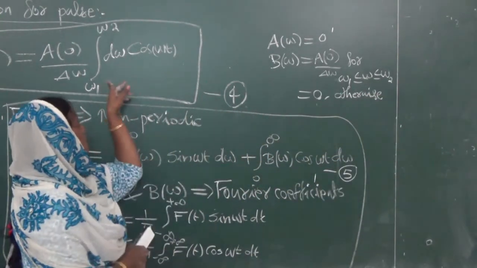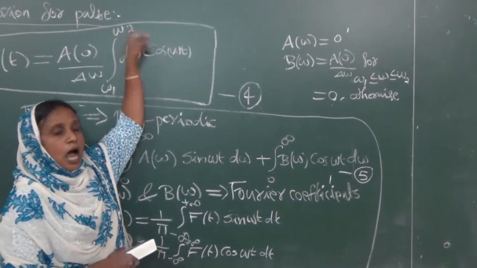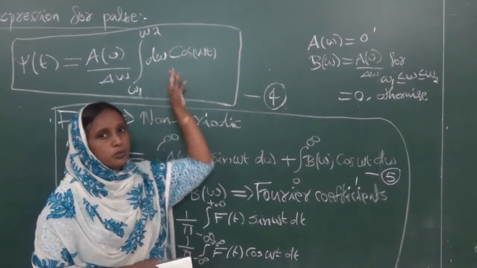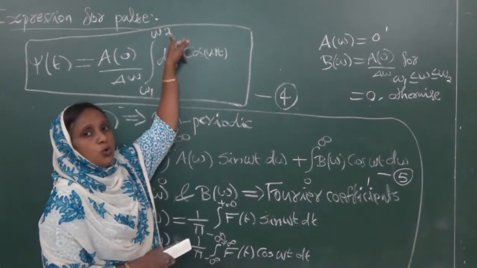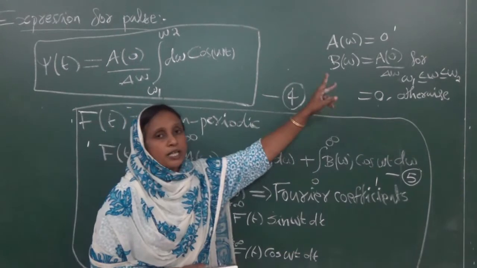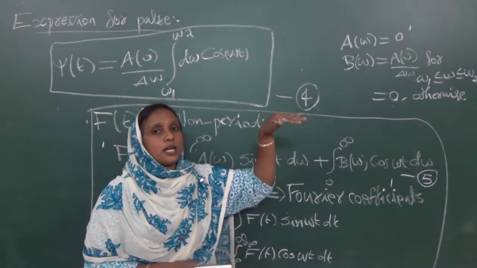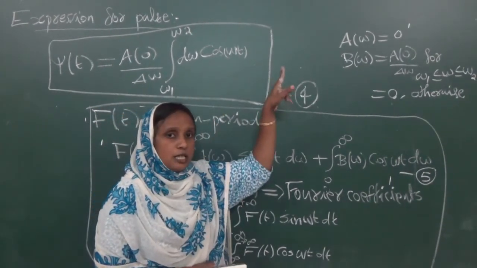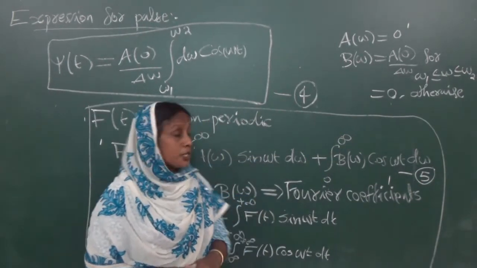That means if this integral runs from 0 to infinity, up to 0 to omega 1, our coefficient is 0. So there is no integral. Then from omega 1 to omega 2, this coefficient b of omega equals a of 0 by delta omega. So this integral is there. After omega 2, integration runs from omega 2 to infinity. There again the coefficient goes to 0.